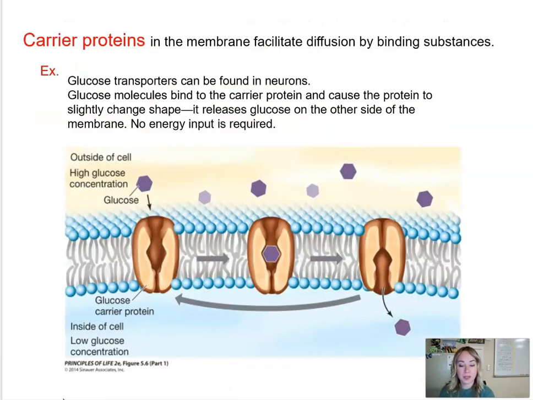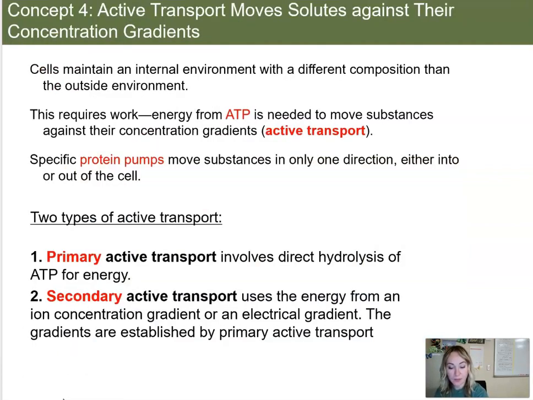So another example of carrier proteins would be glucose transporters. Now we do have different types of glucose transporters depending on which cells they are situated in. But this one, you can find in the actual neurons, so in the brain, and this is where the glucose is going to bind to the protein that's sitting within the membrane, and then the protein changes its shape in such a way that it releases that glucose on the other side. So notice this is passive diffusion because we go from high concentration to low, so we're going down the concentration gradient, and therefore no energy is required.